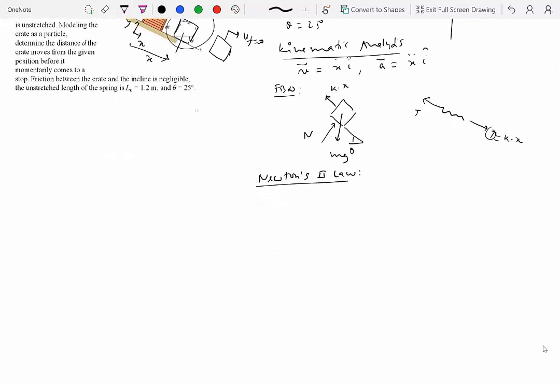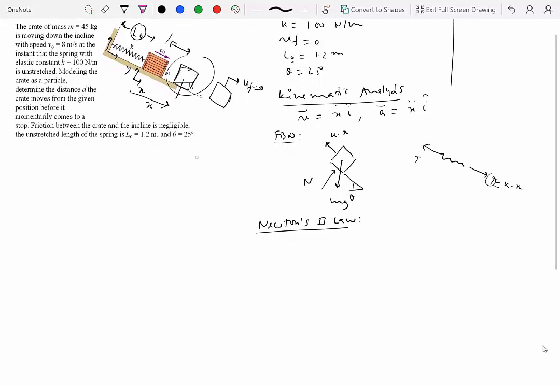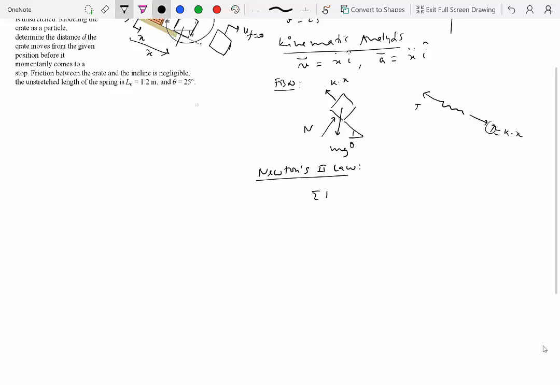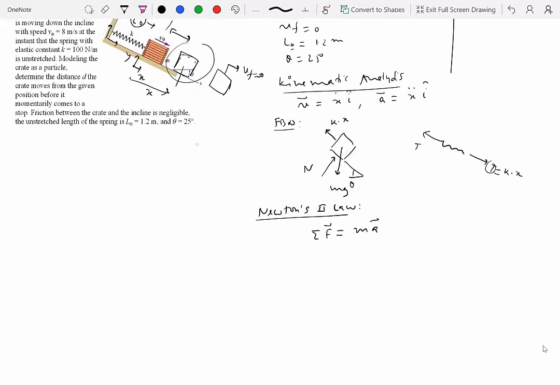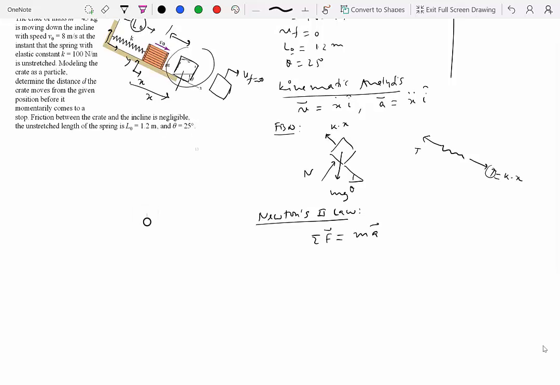First thing is, did we pick an inertial or Newtonian reference frame? We did, because our frame is not moving, so we are okay. So sigma F equals mass times acceleration. Now let's resolve all the vector terms in terms of the coordinate system that we have picked. So what are the forces along the x direction? This angle is theta, so this angle is theta.